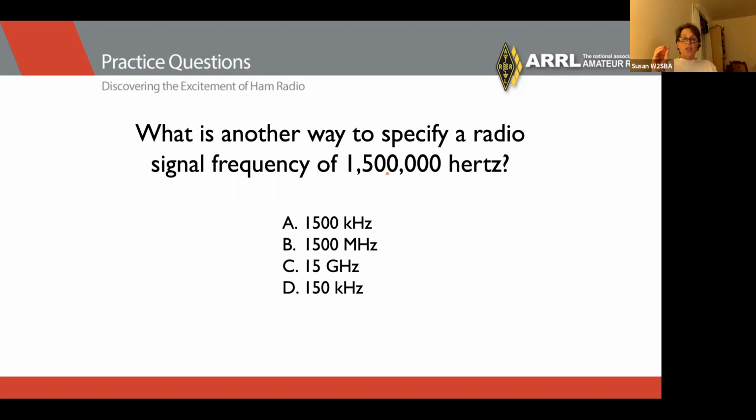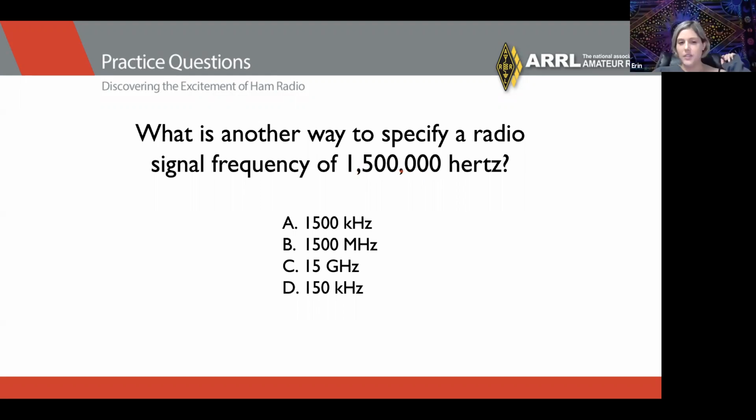So hertz is small, kilo is the next size up, and mega is the next size after that. So we only went from hertz to kilo, we only made one jump. This would be kilo, and this would be mega. Okay, 1.5 mega or 1,500 kilo.